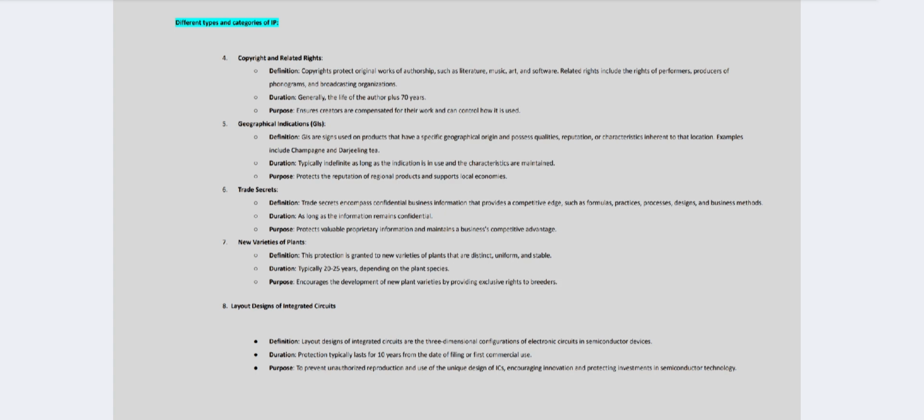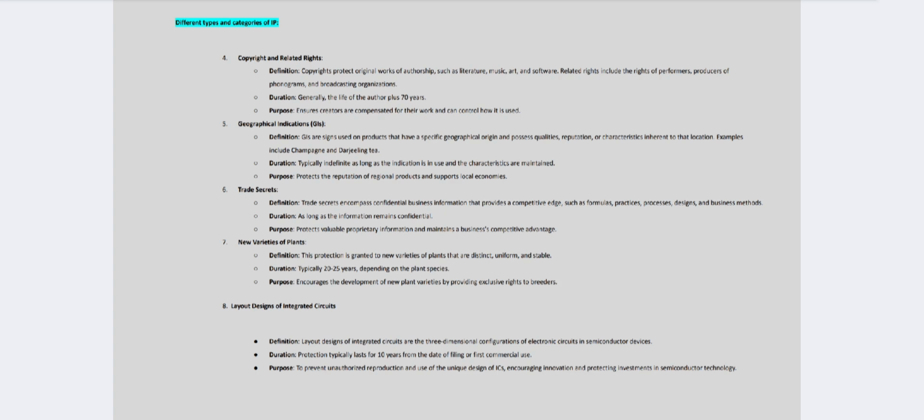New varieties of plants. Protection is granted to new varieties of plants that are distinct, uniform and stable. Duration: typically 20 to 25 years, depending upon the plant. Purpose: to encourage development of new plant varieties by providing exclusive rights to breeders.